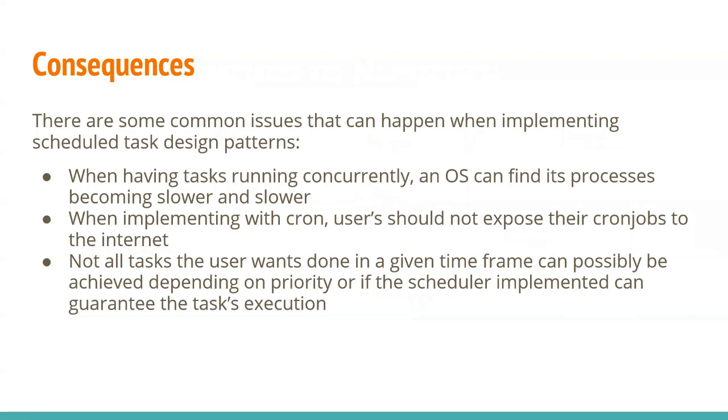So what are the consequences of using a scheduled task pattern? There are some issues that can happen when implementing scheduled task patterns, such as when having tasks running concurrently, so a bunch of tasks at once, and an OS can find its processes becoming slower and slower. If you decide to implement a scheduled task pattern using cron, then the users cannot have their cron jobs exposed to the internet. Or not all tasks the user wants done in a given time frame can possibly be achieved, depending on the priority, or if the scheduler implemented can guarantee the task's execution.